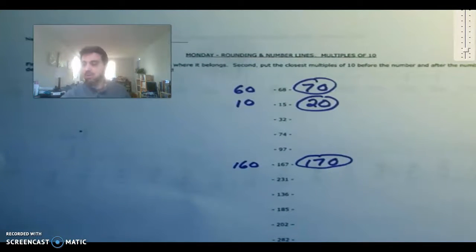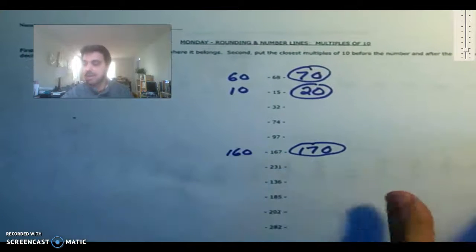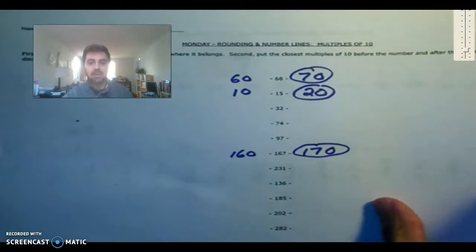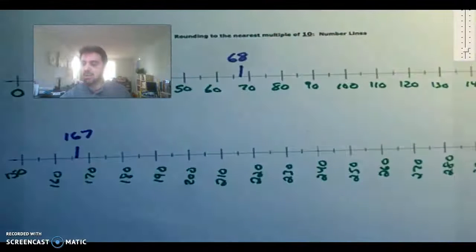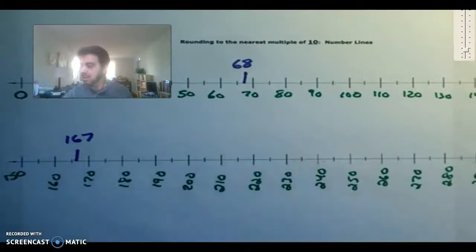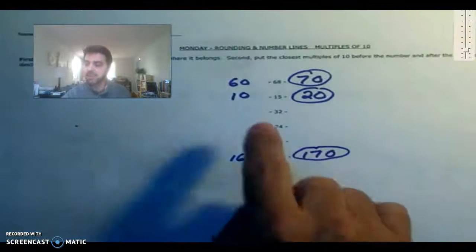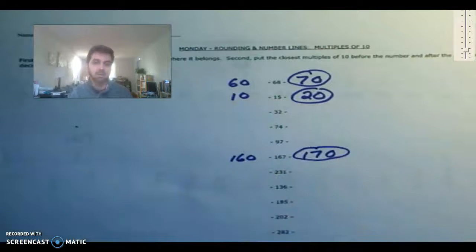Okay? So finish this page, all right, and the same way that we just did it together. So for each number, you find it on the number line, okay, and then you put the 2 multiples that it's between and circle the one that it's closest to.